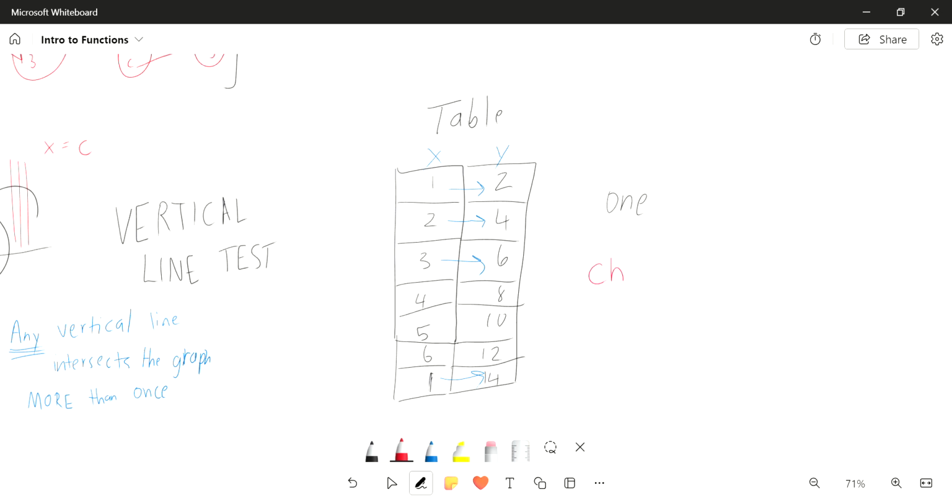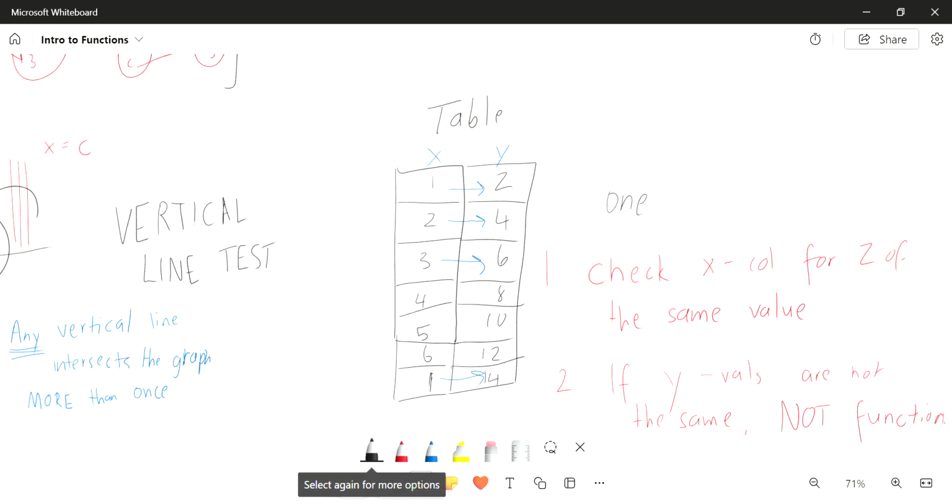So check the x column for two of the same value. And then if the y values are different, so if they're not the same, it means it's not a function. And I'm just using x and y, but if it helps, think of x as your input and y as your output. So x equals input, y equals output.